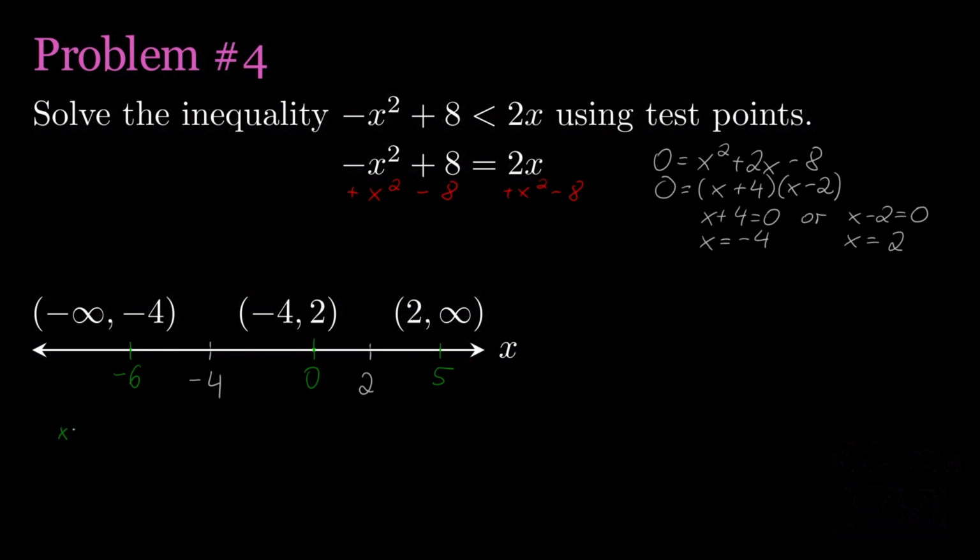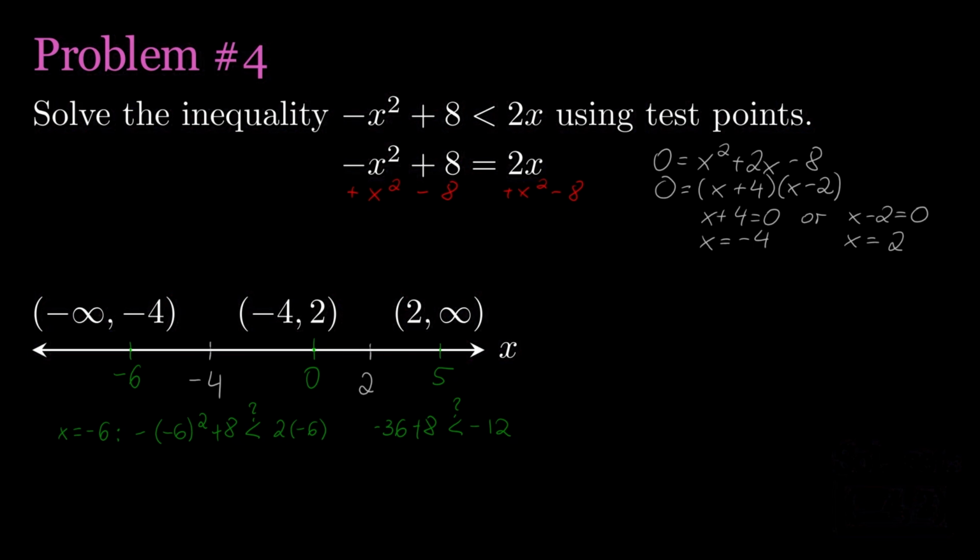So starting with x equals negative 6, we get minus the quantity of negative 6 squared plus 8 less than 2 times negative 6, asking whether this is true or false. Now, the square of negative 6 is 36, but we externally multiply it by negative 1, and therefore it's negative 36, then plus 8, less than negative 12, which is 2 times negative 6. Is that true or false?